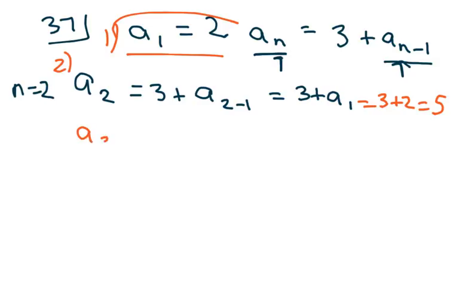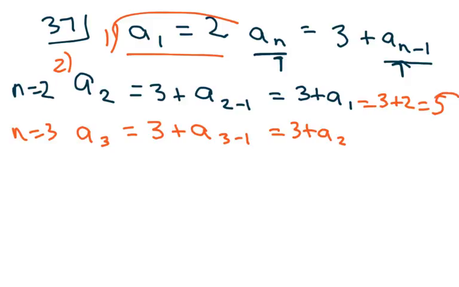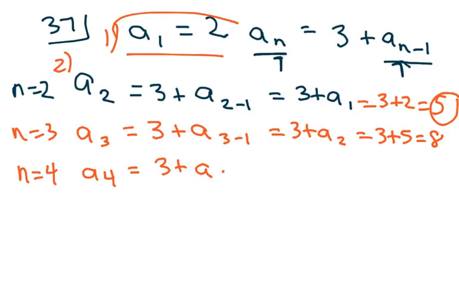And now let's do our third term. Our third term is 3 plus a sub 3 minus 1. So that's when n is 3. And all you're going to do is 3 plus a sub 2. So a sub 2 was what? 5. So we're going to get 3 plus 5 equals 8. The next one we're going to let n equal 4. So a sub 4 equals 3 plus a sub 4 minus 1, which is 3 plus a sub 3, which equals 8, because a sub 3 was 8.